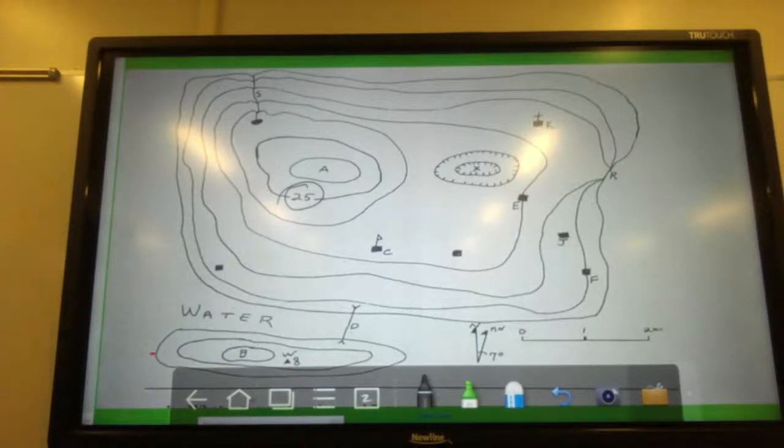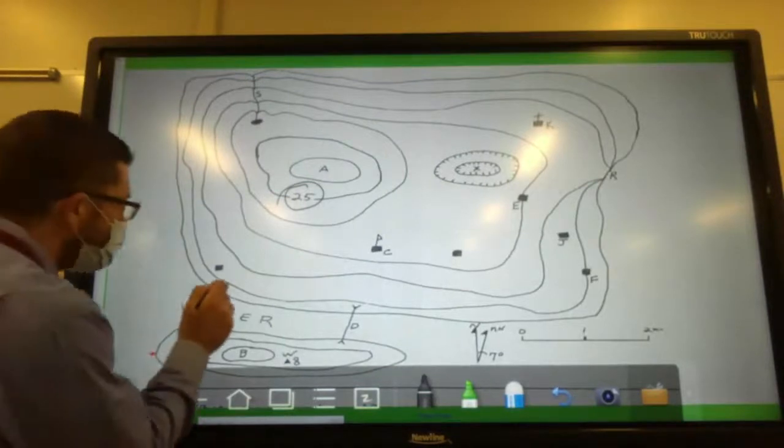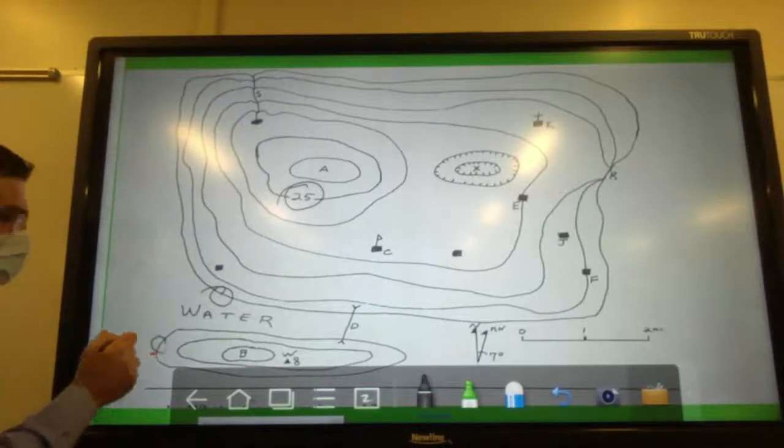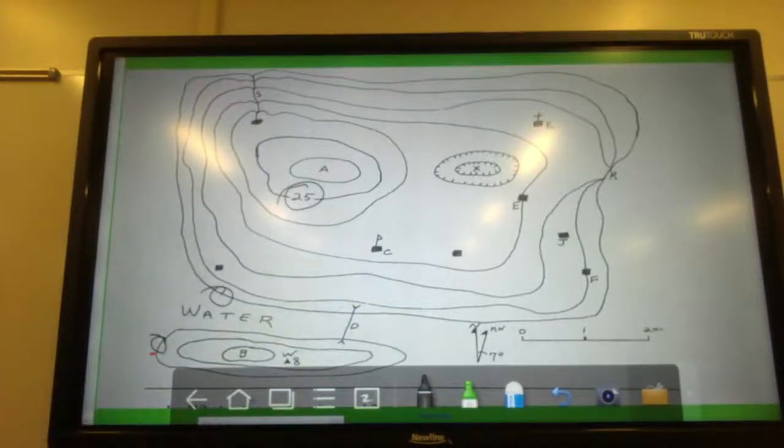What do you see on the outside of this map? It's labeled. Water. So what can I assume? 0. So that line that is surrounded by the water, over here, is going to be 0. So now I have my two values.